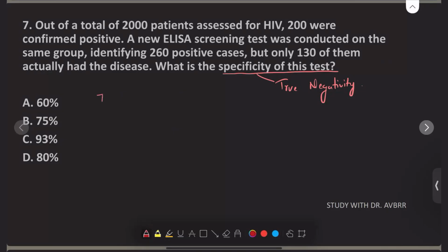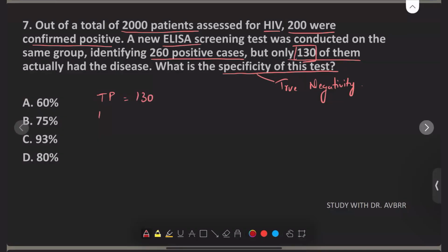First, let's read the question. Out of a total of 2,000 patients assessed for HIV, 200 were confirmed positive. And new ELISA screening tests were conducted on the same group, identifying 200 positive cases, but only 130 of them actually had the disease. What is the specificity of this test? So according to the question, they already told you true positives: only 130 of them actually have the disease. So these people come under true positive cases.